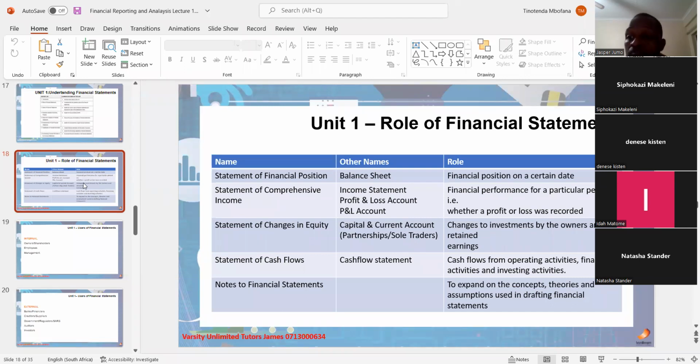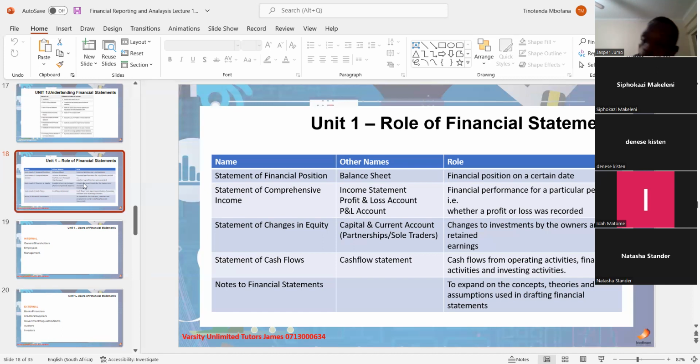Financial statements show you how the ownership of a company has changed over time through the statement of changes in equity. Then financial statements show you how the cash of the business was used up during a particular period in time through the statement of cash flows. Lastly, they can also provide you detailed information about how certain figures were calculated and arrived at through the notes to the financial statements. So that's the role of financial statements.